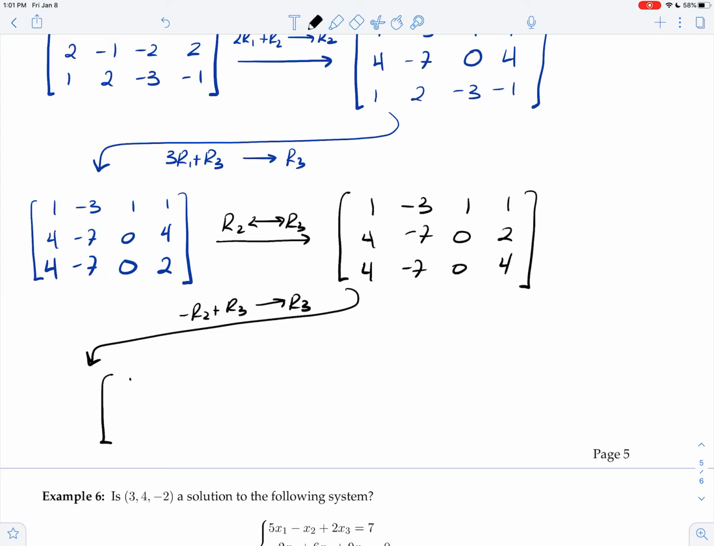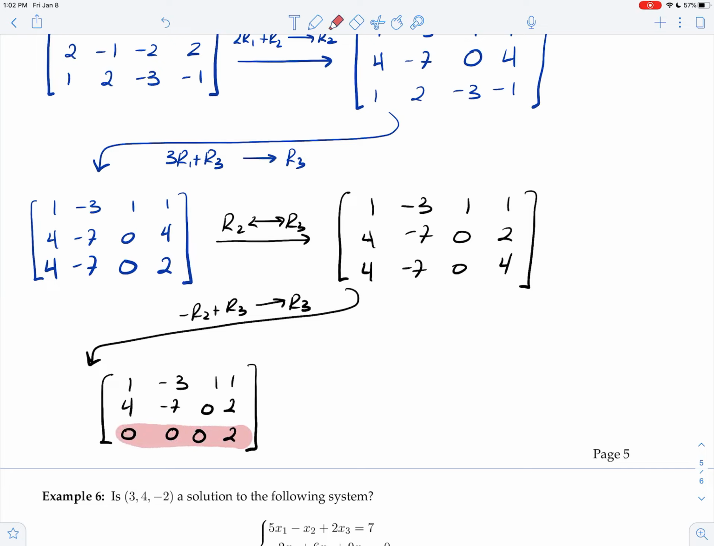So I can go ahead and write down the first row because it's not changing. 1, minus 3, 1, 1. And the second row, it's not changing. 4, minus 7, 0, 2. The third row, let's see what happens. So minus and add, I get a 0, I get a 0, I get a 0, and I get a 2. And that is the point at which you can really clearly see no solution.